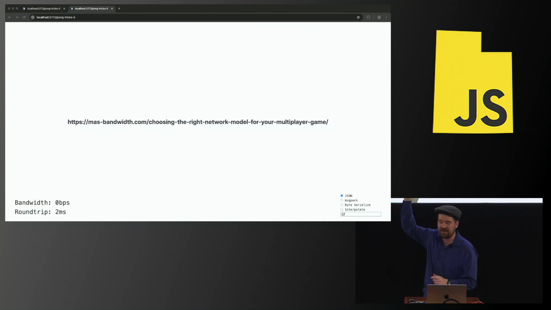So this right here is a website that explains all of the different networking models that you can use for your multiplayer game. And you should go check it out because it's very interesting, lots of fun things that I discovered from that. This guy wrote the book on real-time networking, so check it out.